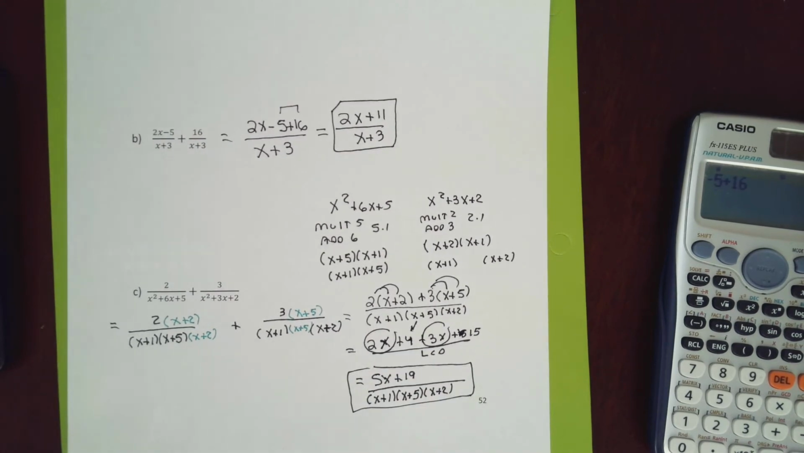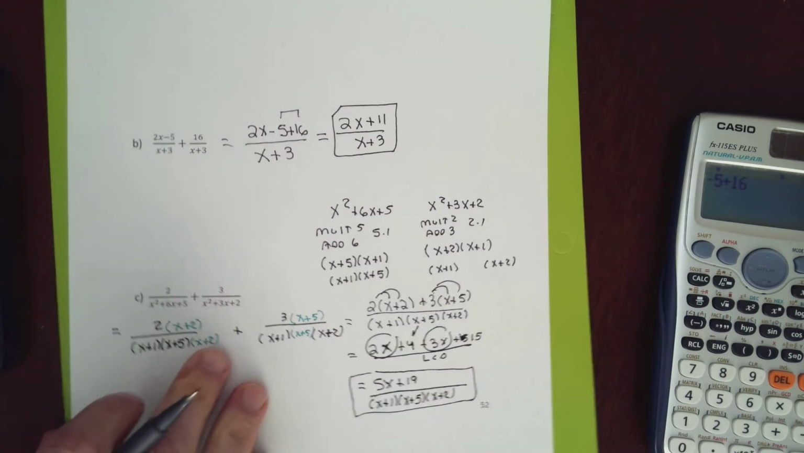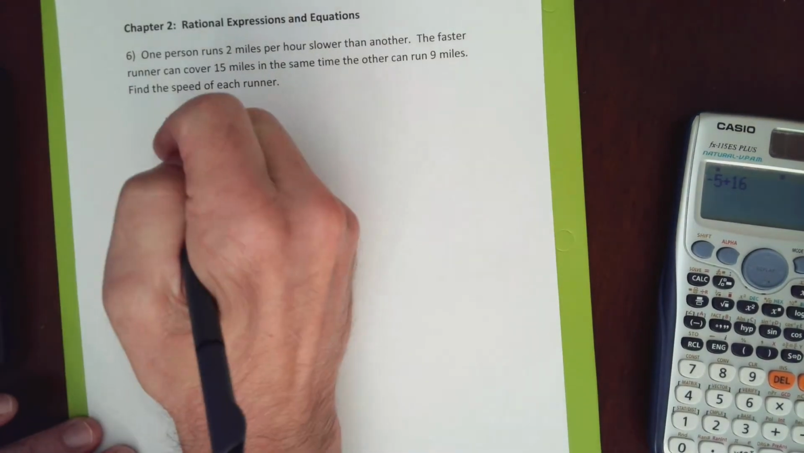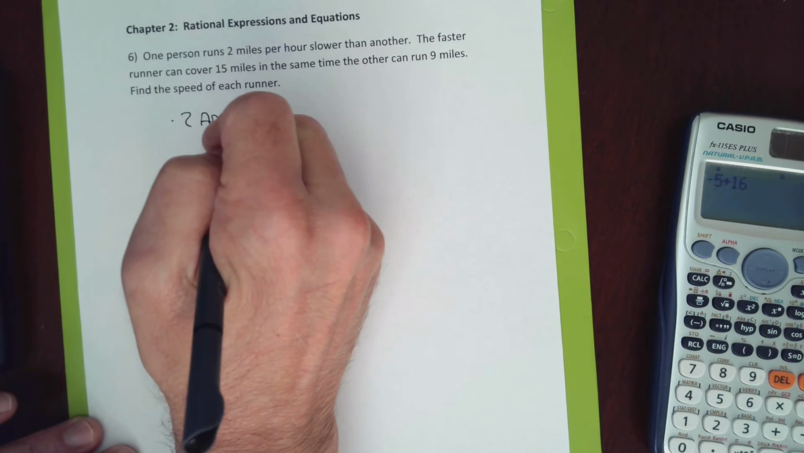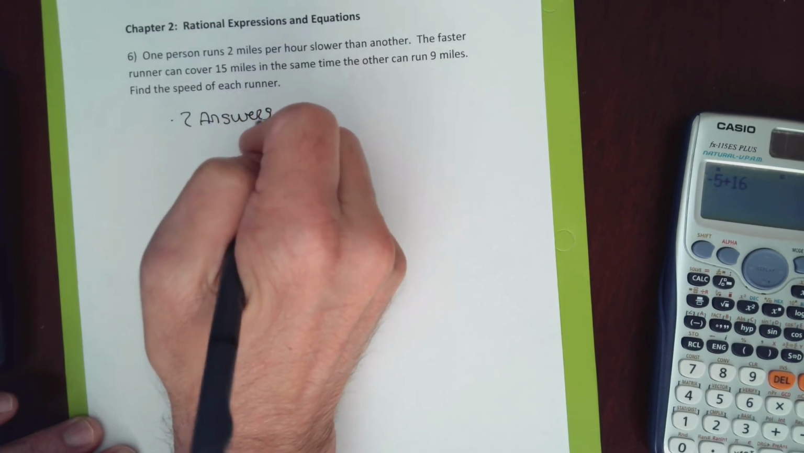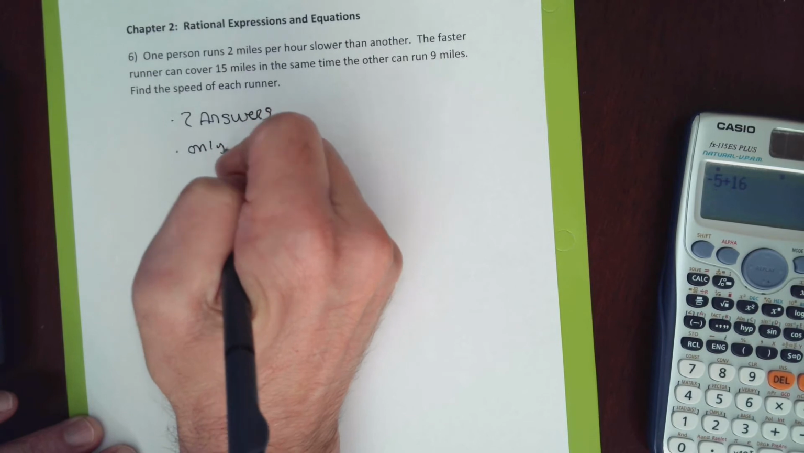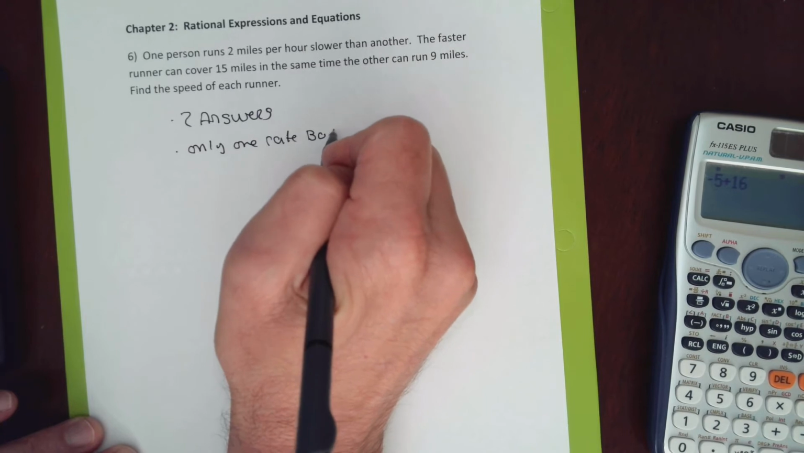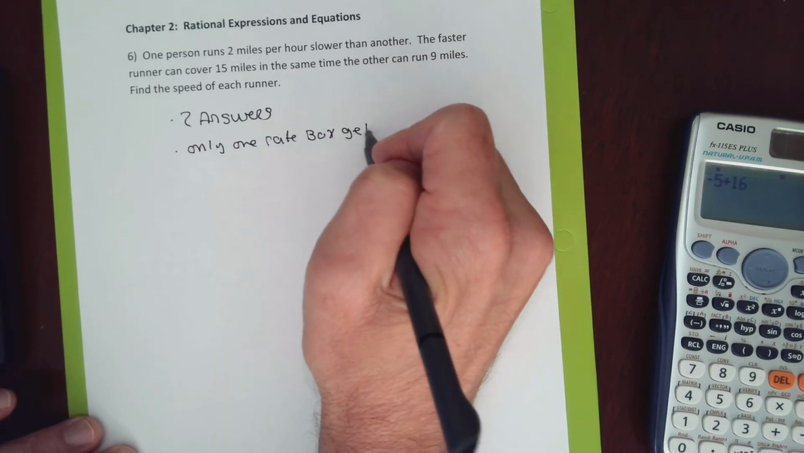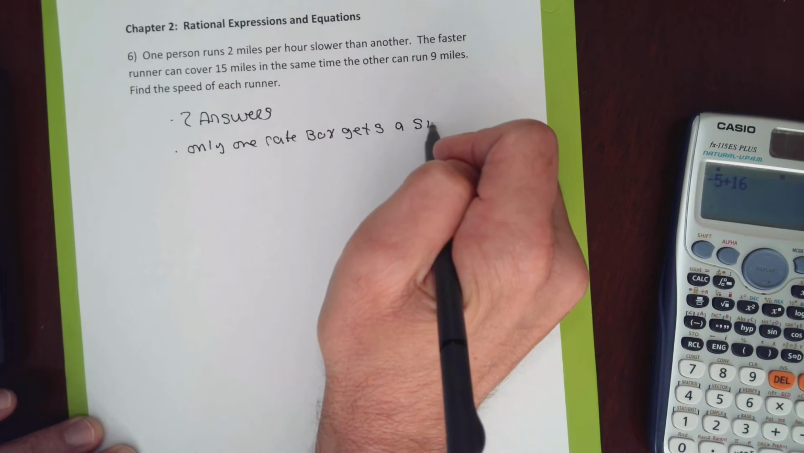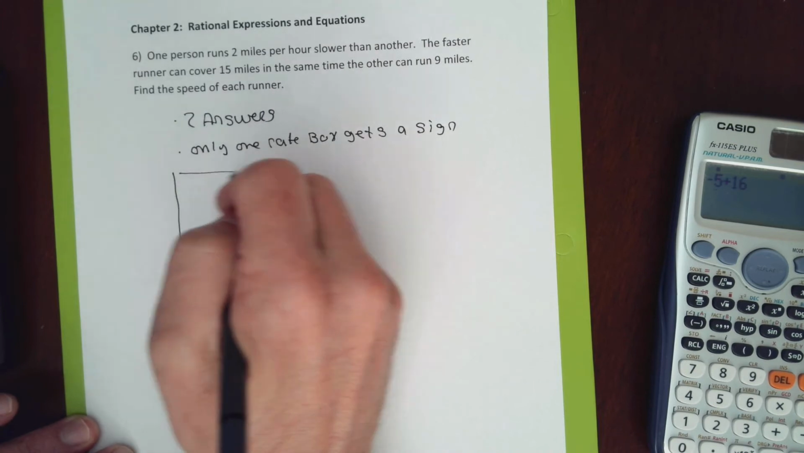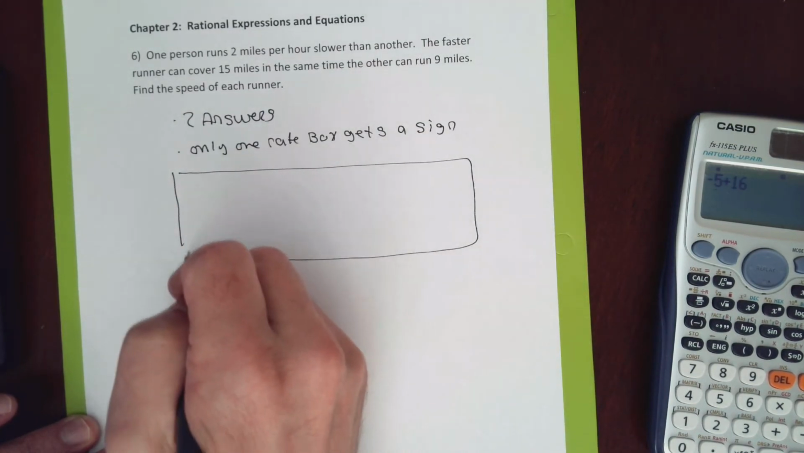So I just have the 2 word problems left. We have to create the boxes. And I have 2 word problems, the fast person, slow person word problem. And in these, I need 2 answers. And only one of the rate boxes gets a sign. When I get to the boat problems, I'm going to need 1 answer and both rate boxes will get a sign. So I remember these boxes well enough. I just did this video.